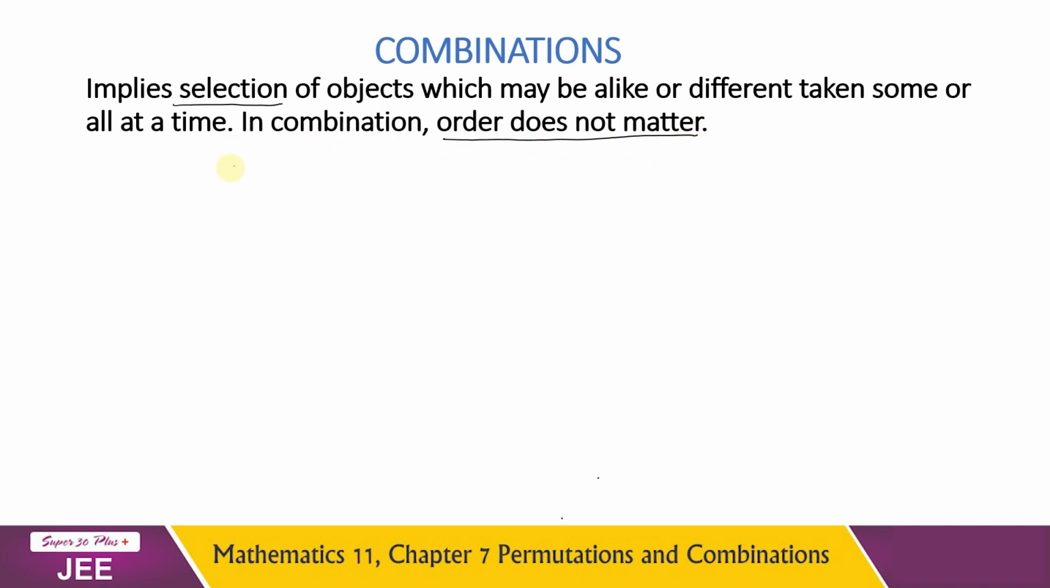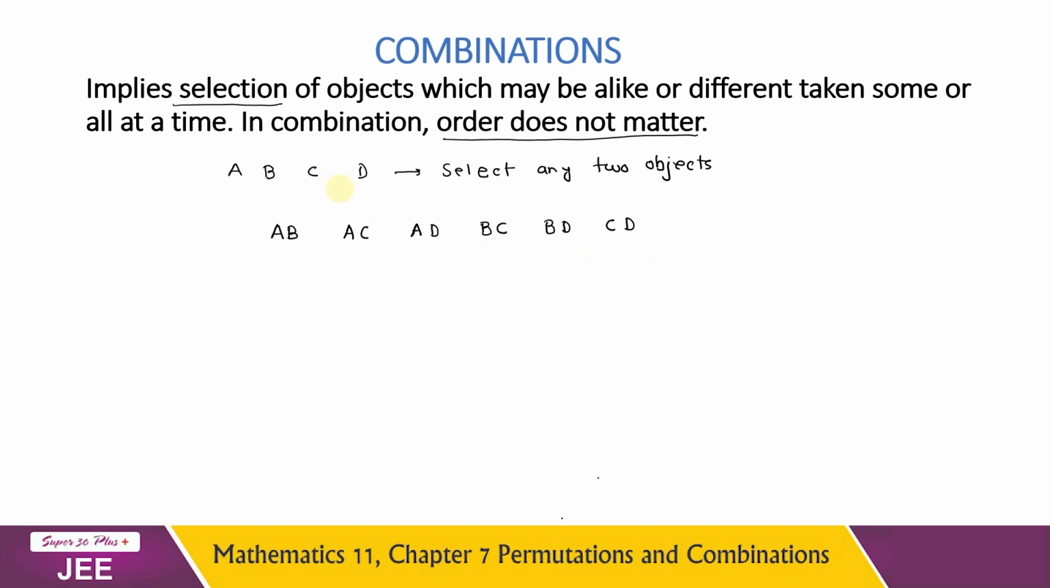Consider that we have 4 objects A, B, C and D. And out of these 4 objects, we have to select any 2 objects. So if we are interested in understanding the combination of any 2 out of these 4 objects, this can be done in how many ways? I can have a combination like AB or AC or AD or BC or BD or CD.